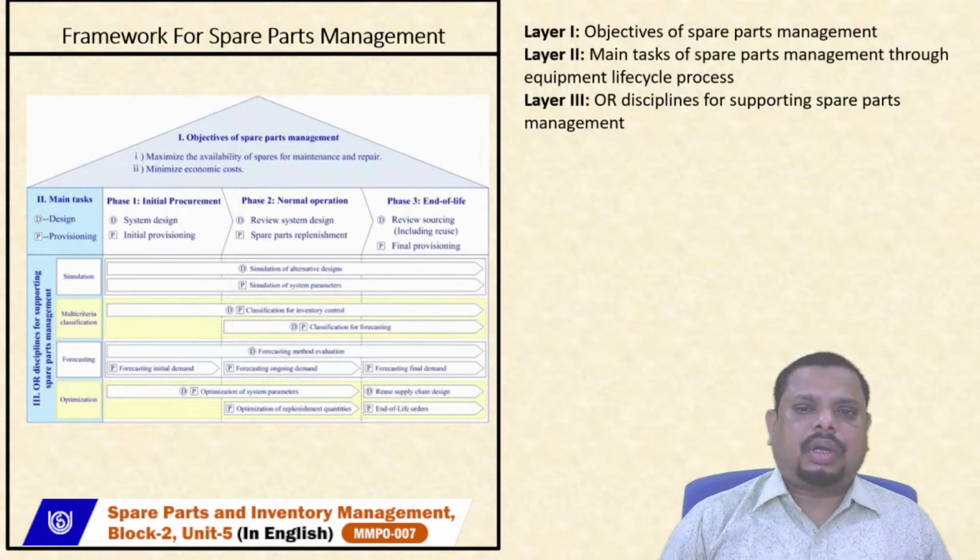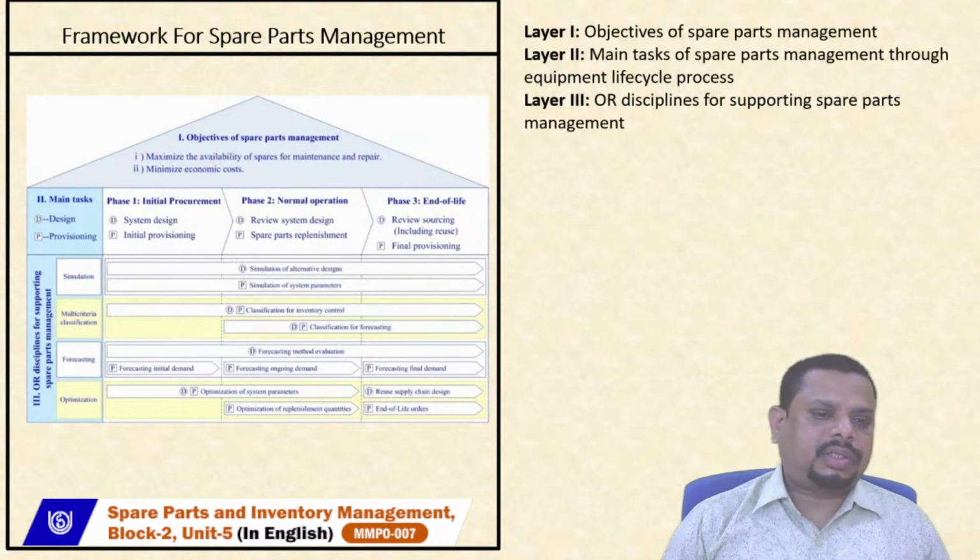So in case of layer 2, as I told, the main tasks of spare parts management through the equipment life cycles has three phases. Phase 1 is initial procurement, phase 2 is normal operation, and phase 3 is end of life. Then the last layer is known as operations disciplines for supporting spare parts management. So how will the spare parts be managed by using operation discipline.